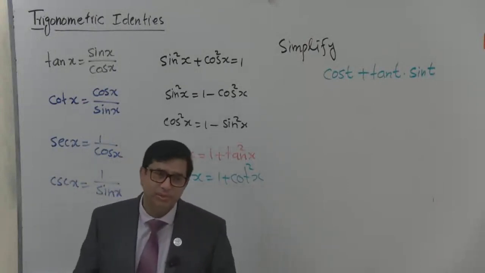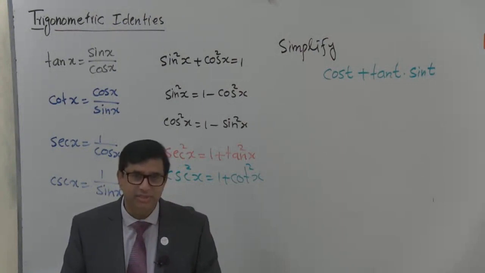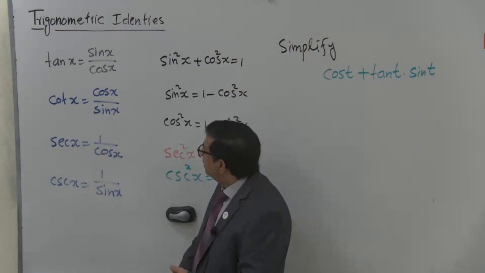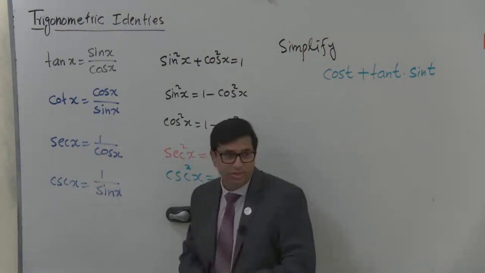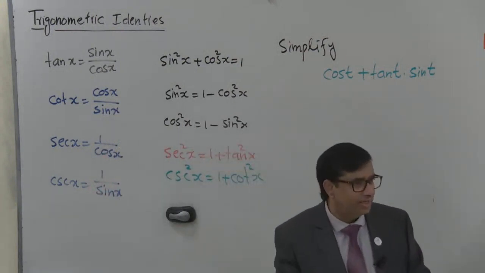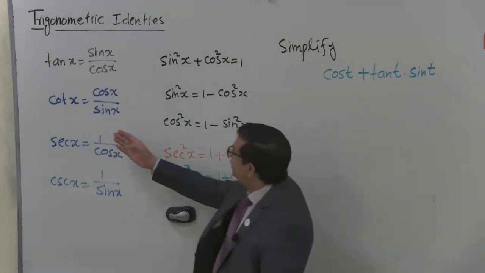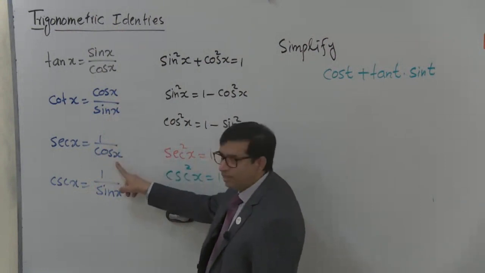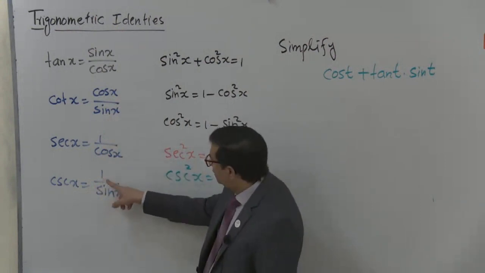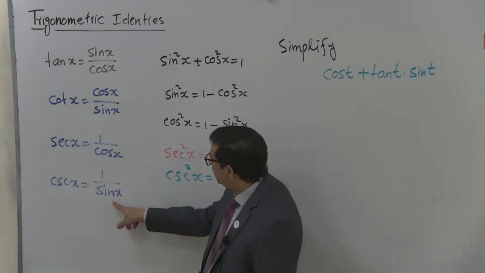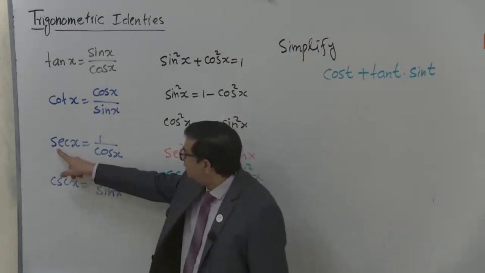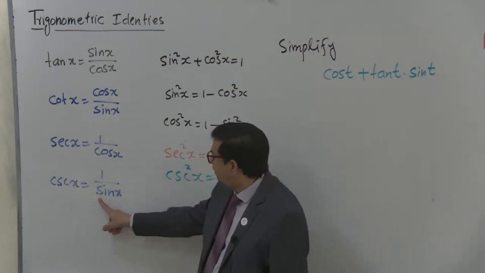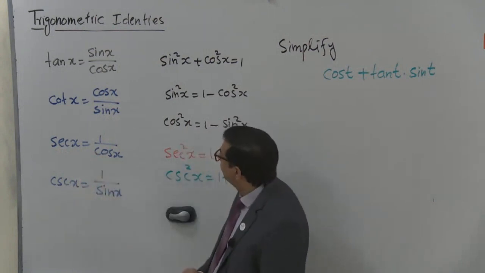I would like to explain to you about trigonometric identities. In trigonometric identities, we use the functions tangent, cotangent, secant, cosecant. The formula for tangent is sine x over cosine x. Cotangent x is cosine x over sine x. Secant x is 1 over cosine x. And cosecant x is 1 over sine x. Here you can see if this is S, this is C. This one is C and then S. So they are reciprocal of each other.